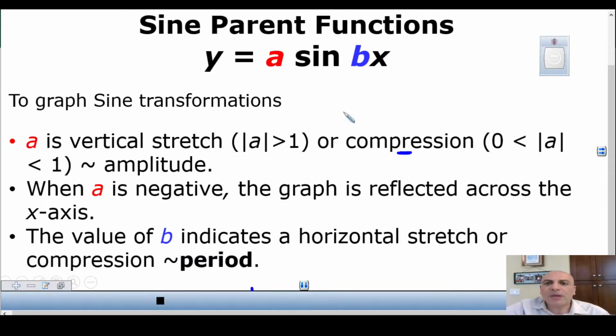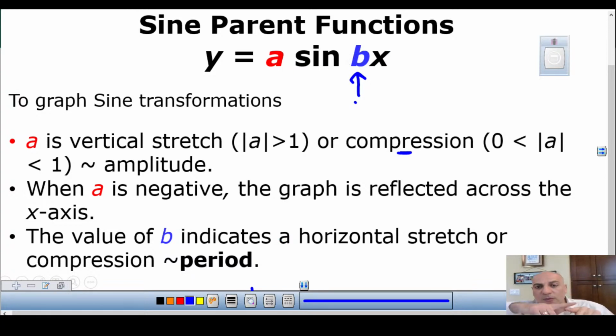Okay, and the second item here they want us to look at is the period. This B here helps you find the period. And I really need to make this clear. This is not the period itself. This here doesn't tell you how long it takes for this child to start and finish the wave. It helps you to find how long it takes for this child to start and finish the wave. Because the period is how long it takes. This B helps you find that period.